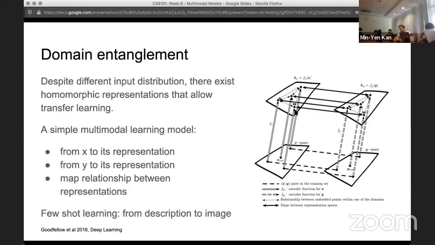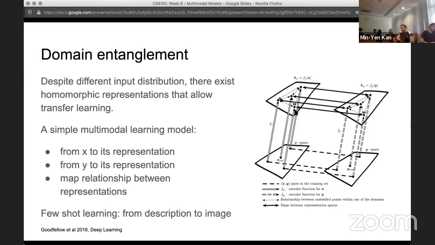Going back to the Deep Learning book, what a simple multimodal learning model is doing is this: you have an input X, and you go from the input X to its representation in the space, and then you take input Y and project it into its own representation. While you cannot compare both objects in the original space, you can map relationships between the representations because the representations are homomorphic.